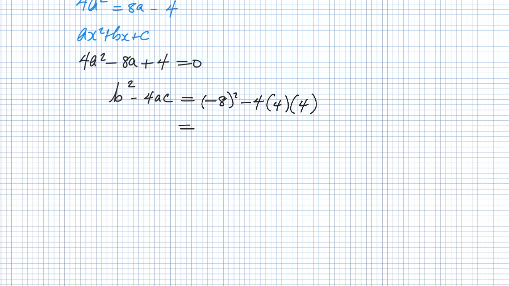And that will give us 8 squared, which gives us 64. Minus 4 lots of 4 is also 64, which is equal to 0. And we said when the discriminant is equal to 0, then we have one repeated real root. Okay, and that's basically it.